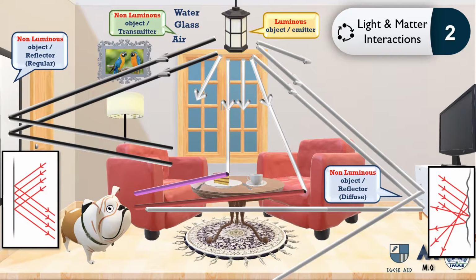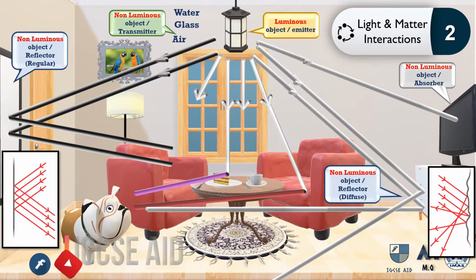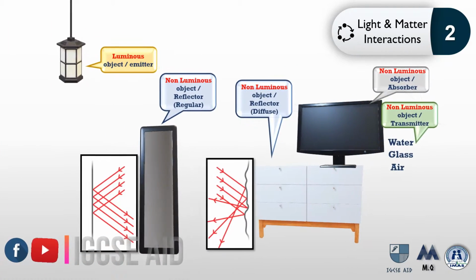Now, if we extend one light ray towards the TV, well, the TV is going to absorb this light ray. It's a black surface, and black surfaces are usually absorbers. They do not reflect light, they do not allow it to pass through, they just consume it inside them. So this is the third type of non-luminous objects, which is an absorber. In general, those are the light and matter interactions.